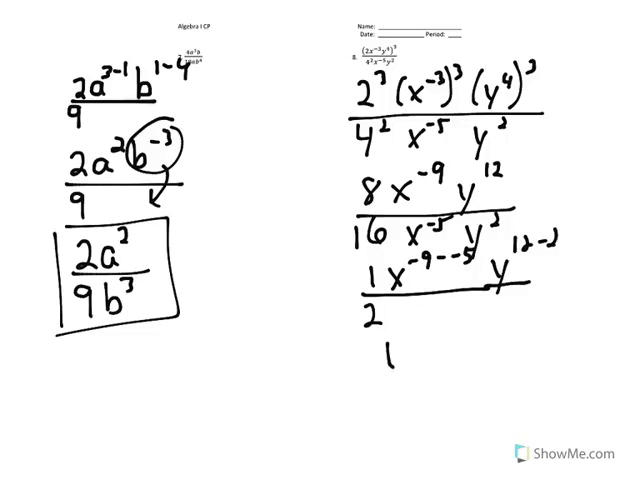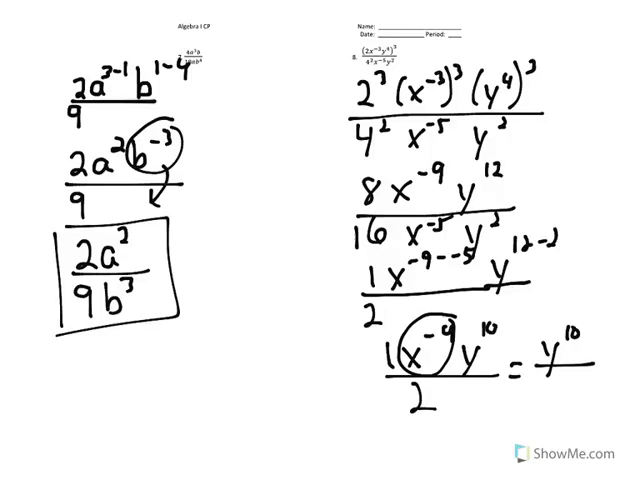So our numerator, we have 1 x to the negative 4th, y to the 10th over 2, and then move just the x term to the denominator. We get y to the 10th over 2x to the 4th.